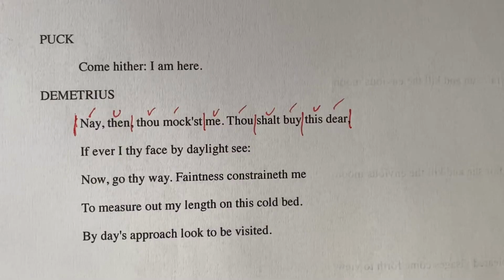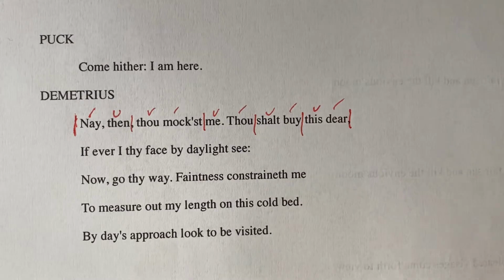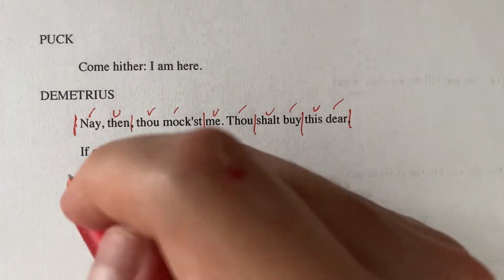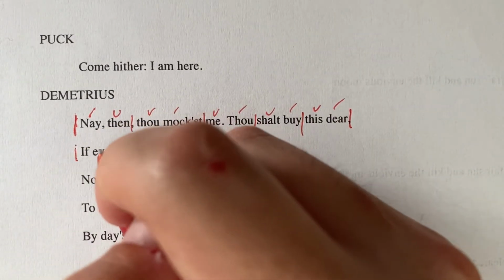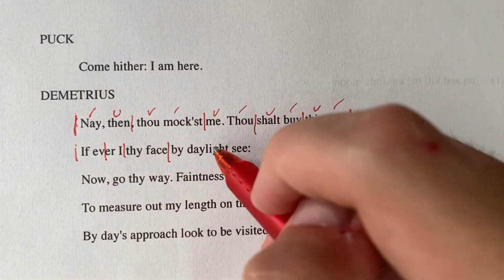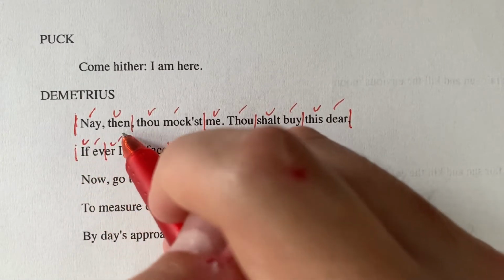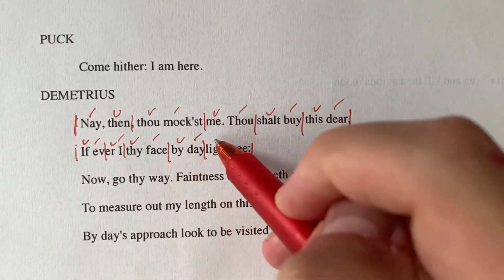You can also find trochees in the middle of lines. These are called medial trochees. It draws your attention to what's being said, often particular emphasis on a word. Let's keep continuing to scan through this short passage. "If ever I thy face by daylight see." Dun, dun, dun, dun, dun, dun, dun, dun.